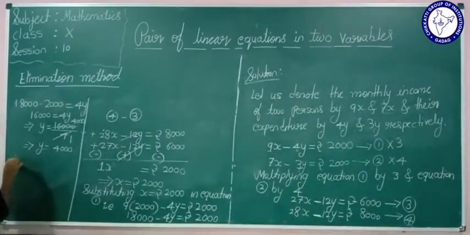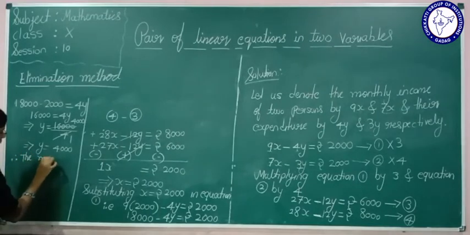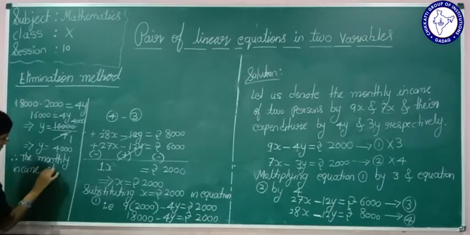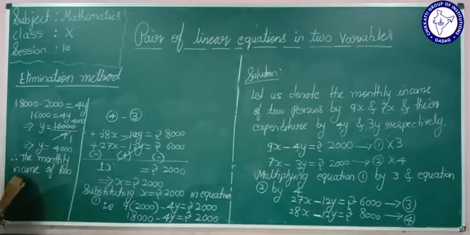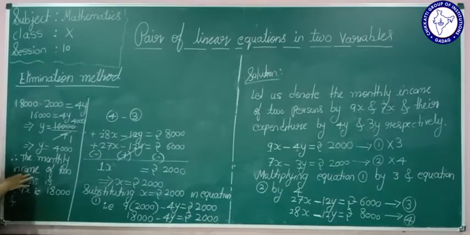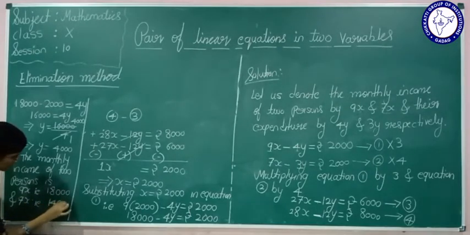Therefore, the monthly income of the two persons is, what is that? The first person's income is 9x, that is 9 into 2000, 18,000, and the monthly income of the second person is 7x, that is 14,000 rupees.